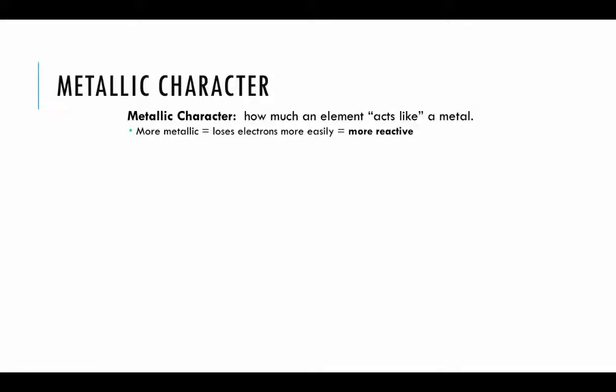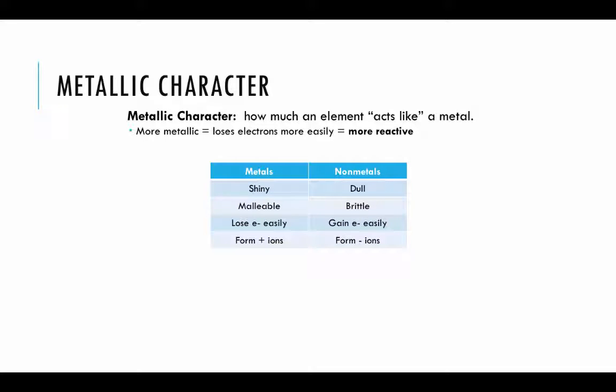Metallic character describes how much an element acts like a metal. Metals tend to lose electrons easily and are said to be more reactive. Likewise, metals tend to be shiny, malleable, and form positive ions because they lose electrons easily. Elements that are more metallic will exhibit these properties more strongly.